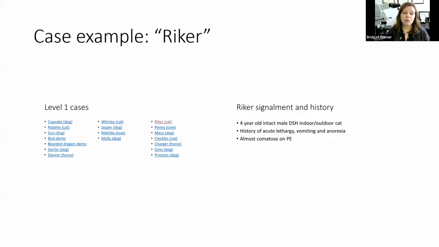The next few slides represent some screenshots from examples of these cases, and you'll see that the level 1 cases, which are the most straightforward or basic, do span a variety of veterinary species. Riker, in particular, is an example of a level 1 case, and he is an indoor-outdoor cat that has a history of being a little bit tired, vomiting, and not wanting to eat.